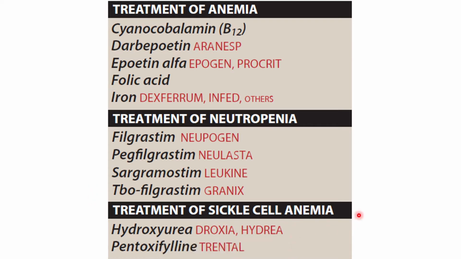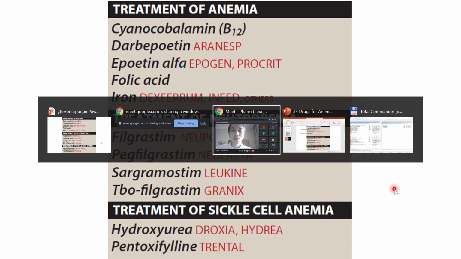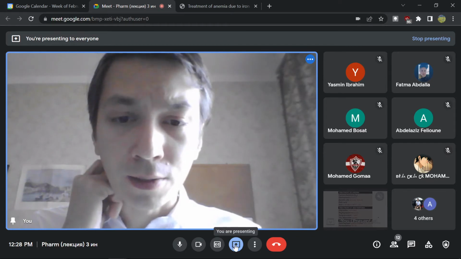And then also the sickle cell anemia is a rare disease that is genetically transferred. It's hereditary disease, and hydroxyurea and pentoxifylline is used for decreasing the symptoms of the disease, but the disease cannot be cured completely. So these are the main drugs for the treatment.